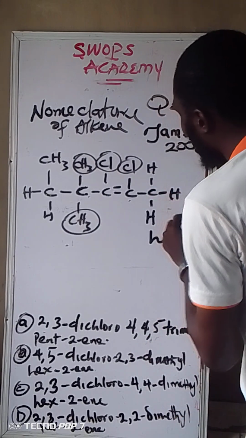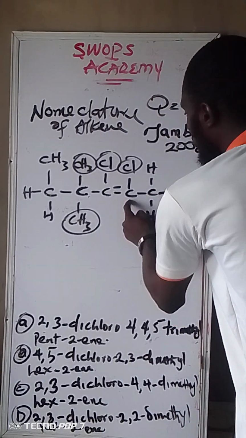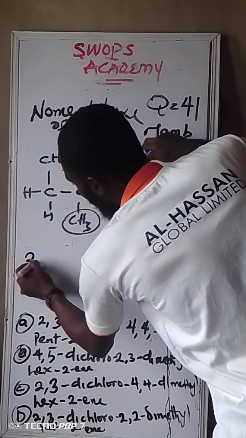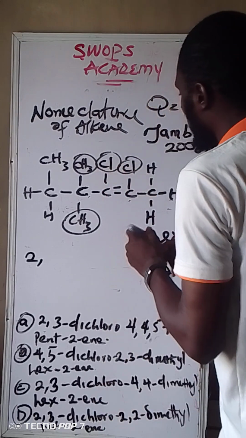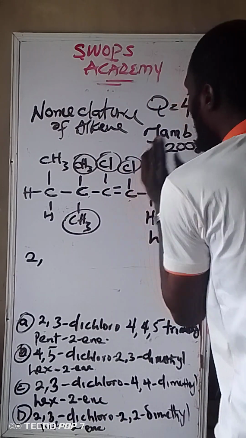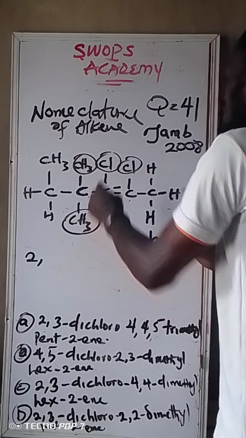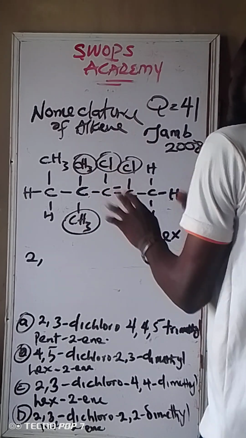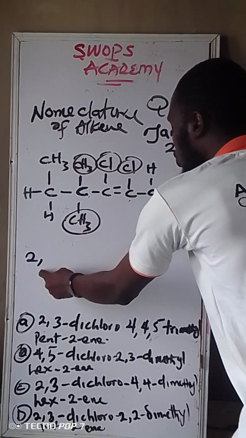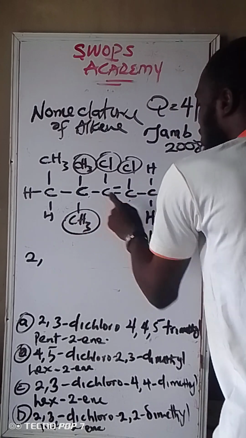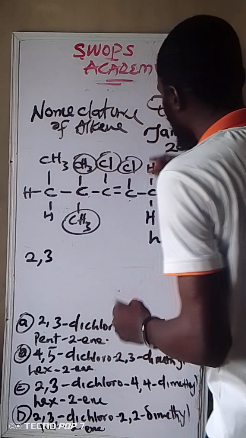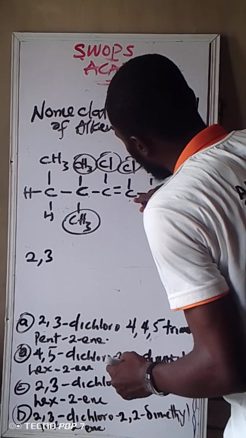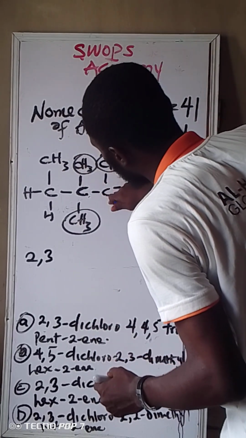The next thing to do is that we have 2, comma, because we have 2 chlorines. 2, comma. Since it is number to number, we still have another chlorine here. We want 2, 2 chloro. 1, 2, 3. Another chlorine. You will now say 2, 3. So that means the first chlorine was found on carbon number 2. The second was found on carbon number 3. 2, 3.